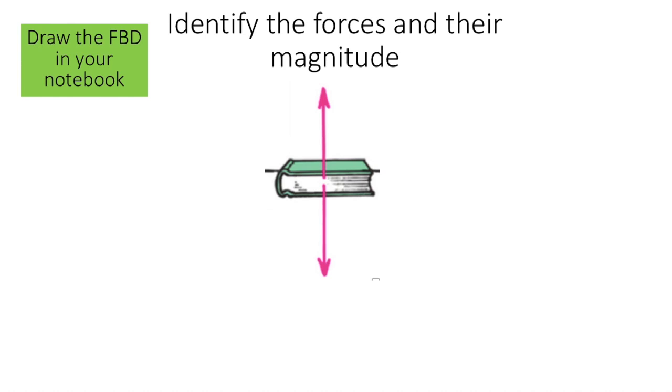So go ahead and draw this in your notebook. You want to draw the free body diagram of a book that is sitting on a table. Remember to identify the forces and their magnitude. Pause the video and start it back up when you're ready.